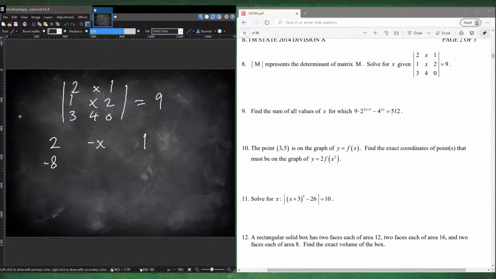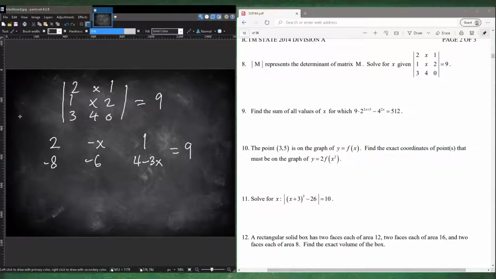And then for the x, you ignore this column, the second column. Now you do 1, 3, and 2, 0. So 1 times 0 is 0. 3 times 2 is 6. Well, that's negative 6. And now for the 1, we ignore the third column, and we work with the first 2. So 1 times 4 is 4. And then 3 times x is 3x, so minus 3x. And then that's equal to 9.